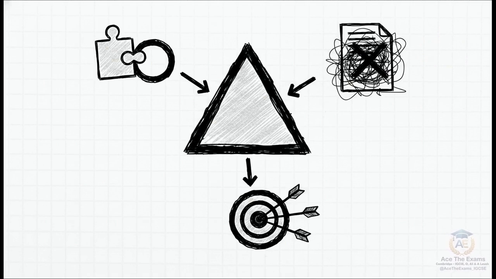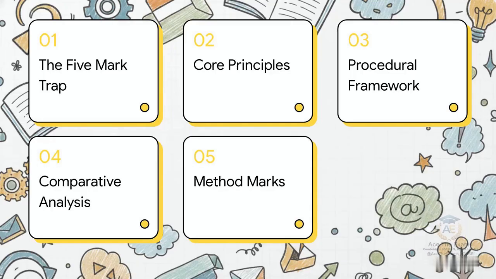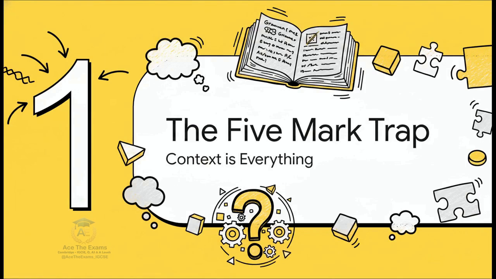These aren't necessarily gaps in your Arabic knowledge, guys. They are critical errors in your execution. Here's our makeover roadmap for today. We're hitting 1, the 5-mark trap, 2, core principles, 3, the procedural framework, 4, comparative analysis, and finally, 5, method marks. Section 1, the 5-mark trap, where we learn that context is literally everything.